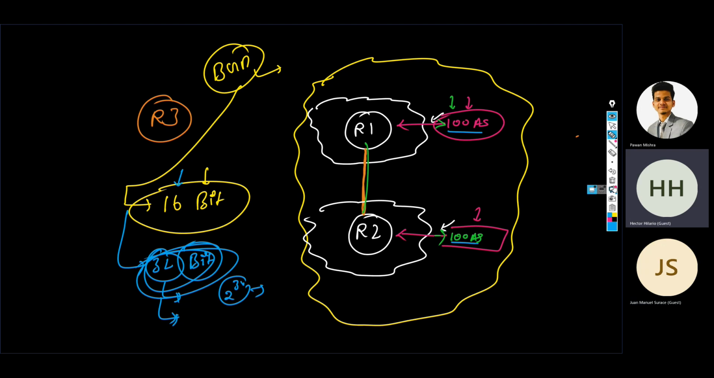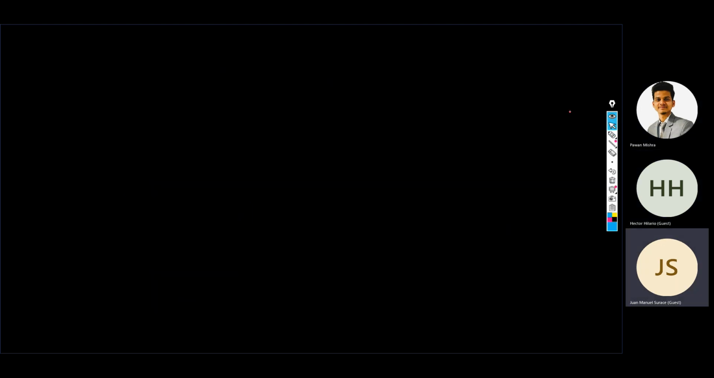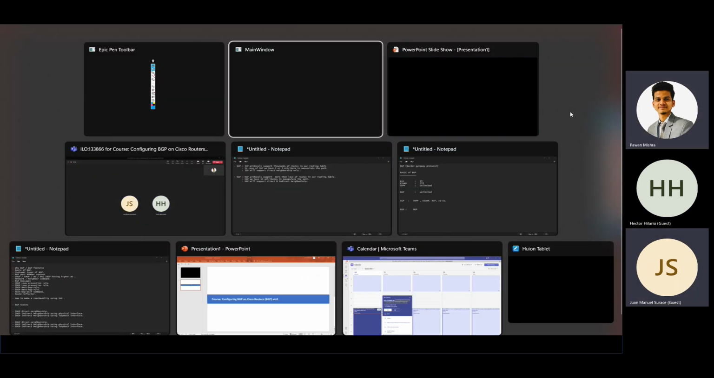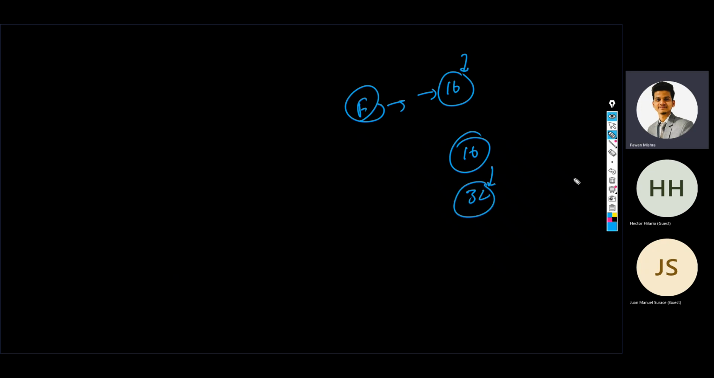Okay. Understood. If I talk about the EIGRP protocol, EIGRP is also using the AS number, right? But that protocol supports only a 16-bit AS number. BGP supports both 16-bit AS and 32-bit AS.